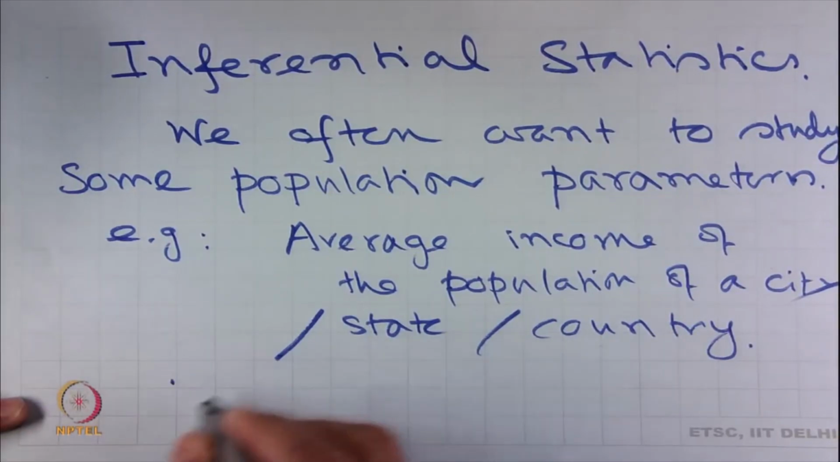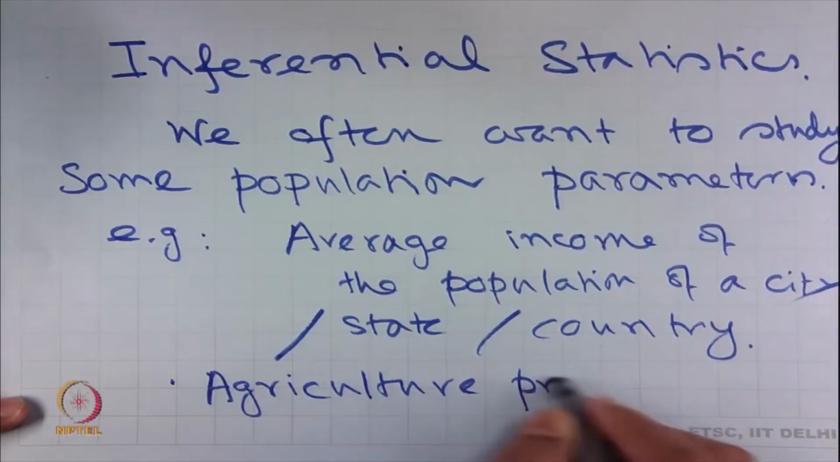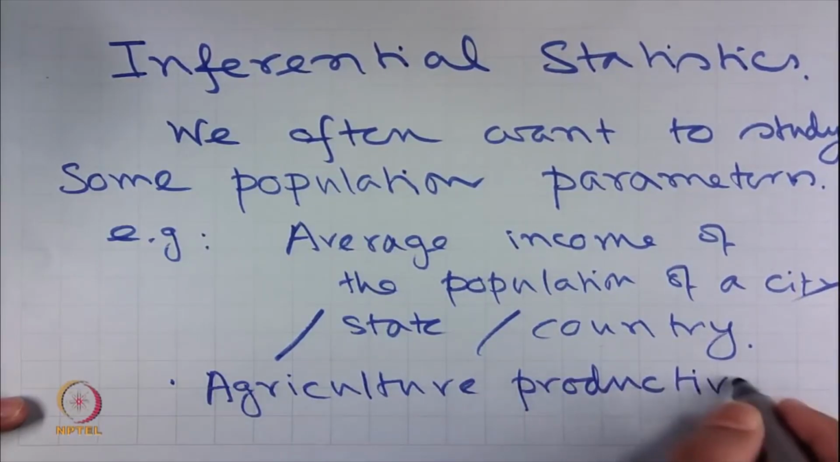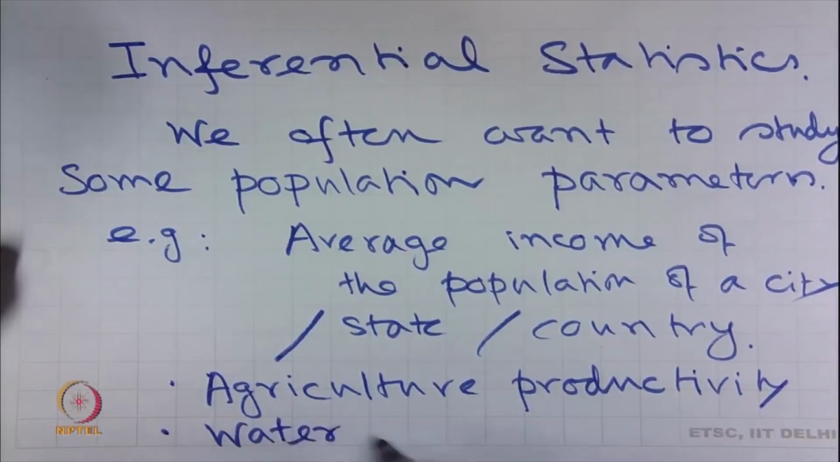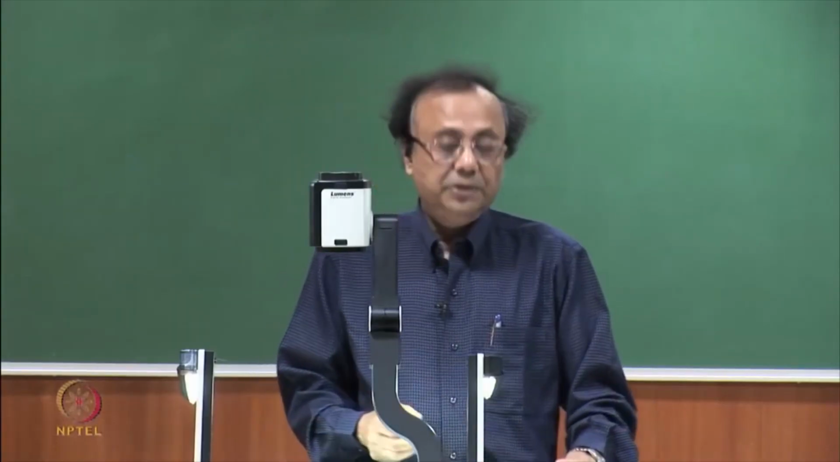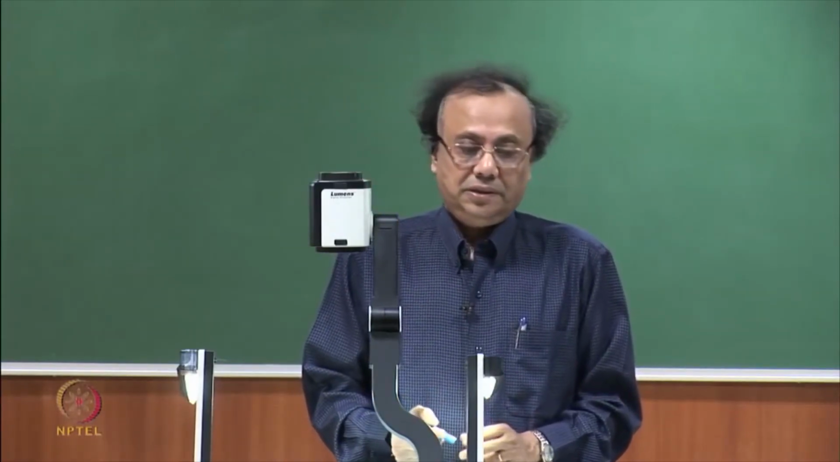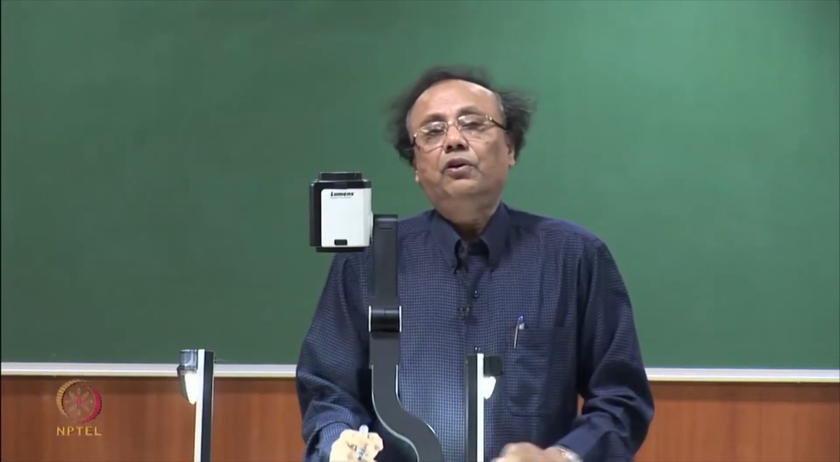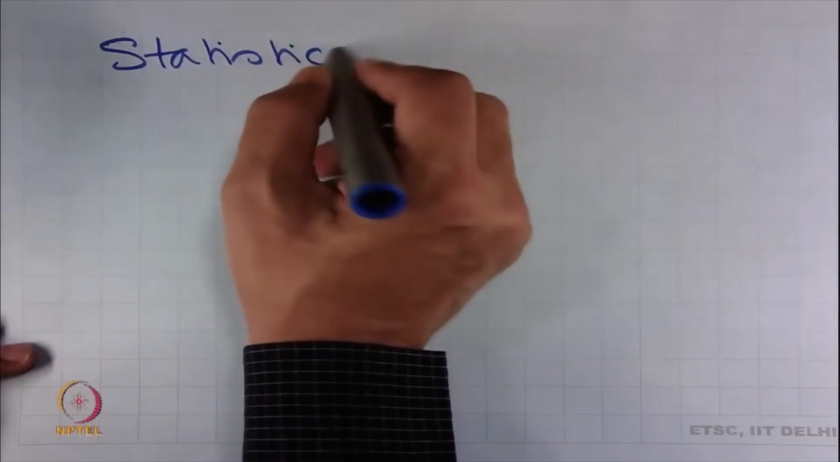We can think of the agriculture productivity, total water resources, etc. How do you study this when the population is huge or when the universe is huge? It is not possible to check each and every unit of it and measure the relevant properties to come to a overall figure with respect to the universe. Here comes the utility of statistical inference.